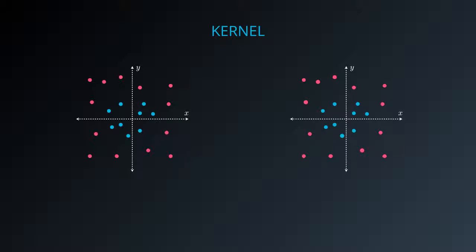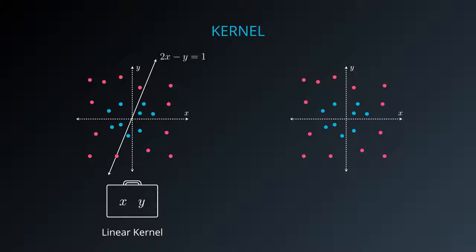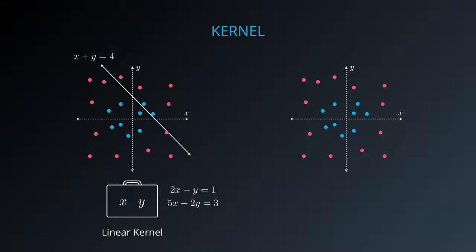This is called a polynomial kernel, and a kernel really means a set of functions that will come to help us out. So to show this, here's a similar data set twice. And if we use a linear kernel, that's like a bag with tools, and our tools are the variable x and the variable y. And we're looking at all the functions that we can build as linear combinations of these two variables. So we can create, for example, 2x minus y equals 1, or 5x minus 2y equals 3, or x plus y equals 4, basically any line.